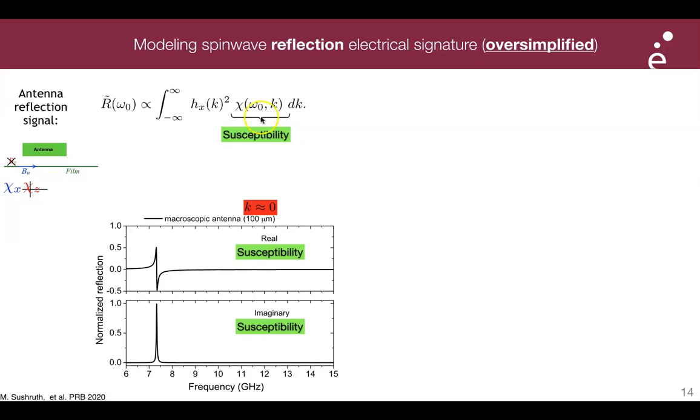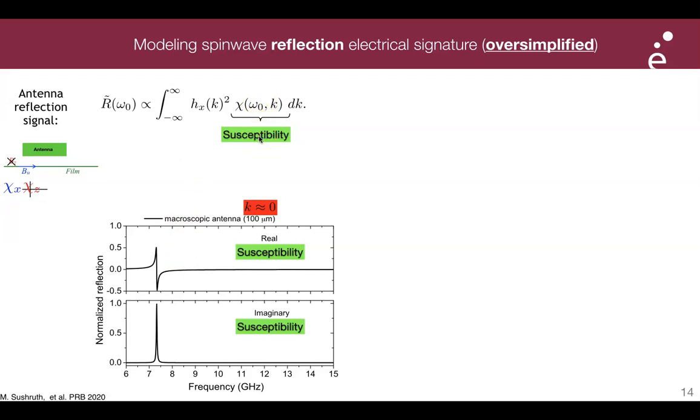So a very common situation is when you have a macroscopic antenna, so a very wide antenna, and for instance you're doing a VNA FMR measurement. So in this case you only excite k equal to 0, such that the reflection coefficient of the antenna is simply the susceptibility of the resonant wave vector, which is k equal to 0. So that's why in VNA FMR signals, you have signals with real and imaginary parts that are meant to mimic the susceptibility of your film at 0 wave vector.